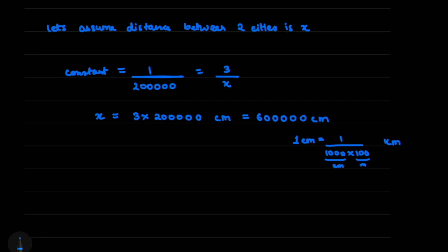So this becomes 1 by 10 to the power 5 kilometers. And we'll divide it as this: 600,000 divided by 1000 into 100, and this comes out to be 6 kilometers. So the distance between the two cities is 6 kilometers.